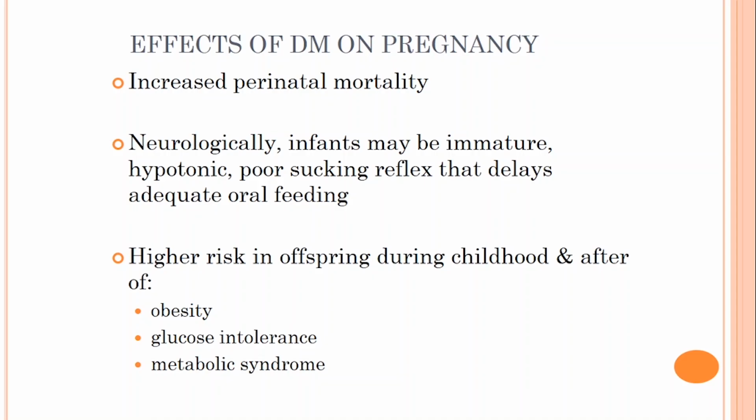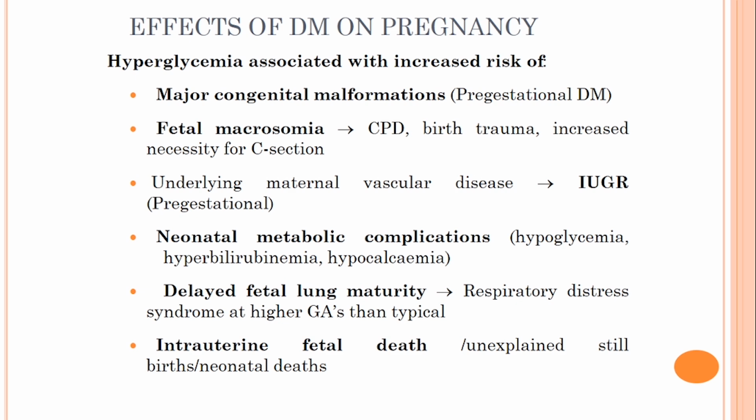insulin dose. So what are the effects of diabetes on pregnancy? Generally, there is increased perinatal mortality. Neurologically, infants may be immature, hypotonic, with poor suckling reflex that delays adequate feeding. Then, later in life, there is higher risk of the offspring becoming obese with some degree of glucose intolerance and metabolic syndrome.